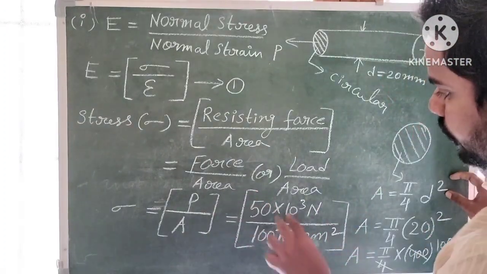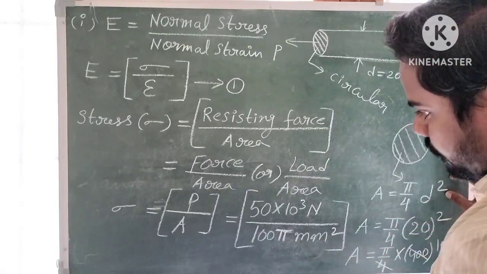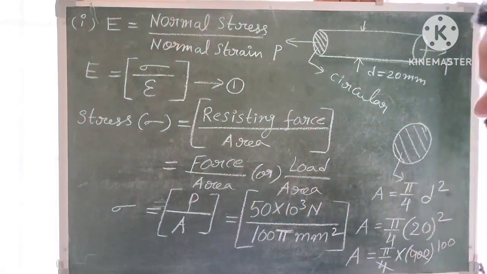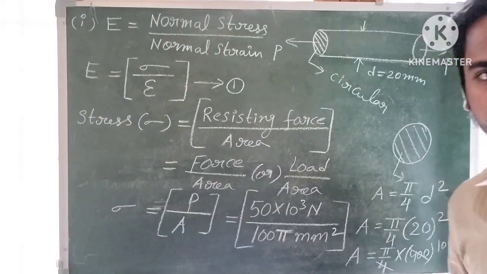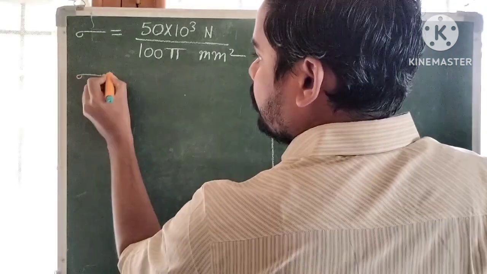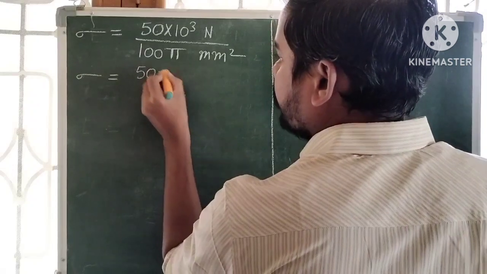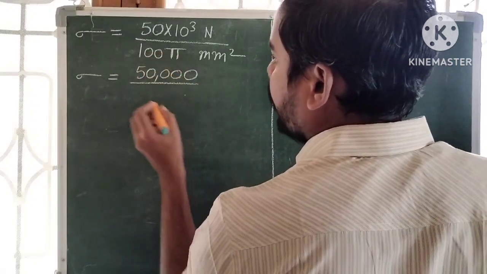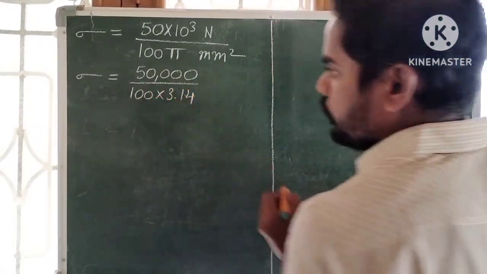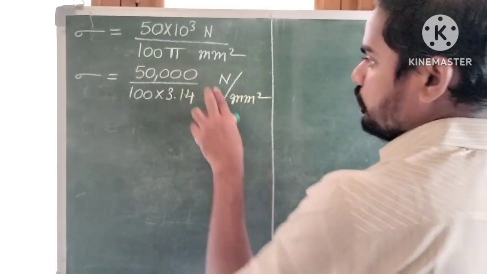Now, we need to simplify this. We have to simplify these values. 50 into 10 cube by 100 pi. So, use scientific calculator to find stress value. Okay, this is our last step. So, sigma is equal to, stress is equal to 50 into 10 cube, means 50,000, by 100 into pi. What is the value of pi? 3.14 or 22 by 7 approximate value. And unit of stress, Newton per mm square.